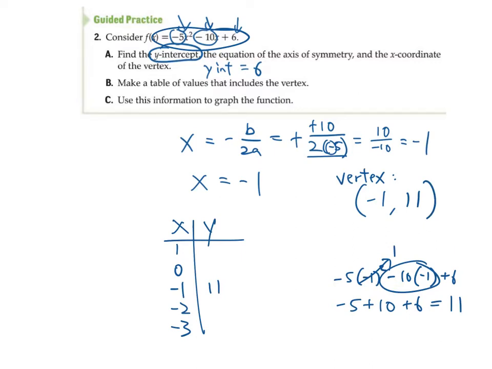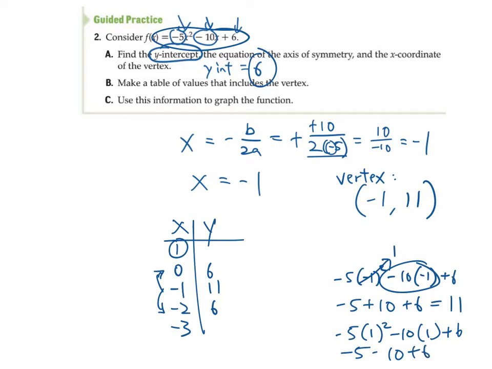We already plugged in 0. We know 0 is 6, which means the same distance over on the other side will also be 6. You can always plug it in just to double check, but it should be 6. And then let's plug in 1. That's negative 5, 1 squared, minus 10 times 1, plus 6. That's negative 5 minus 10 plus 6, which is negative 15 plus 6, which is negative 9, which means the same distance away will also be negative 9.